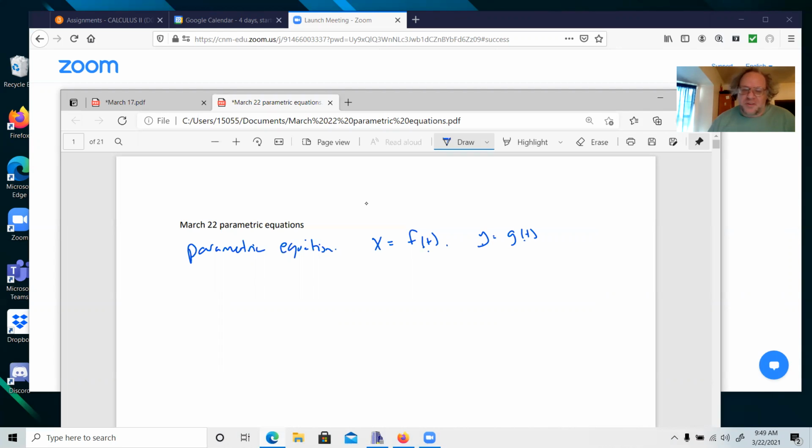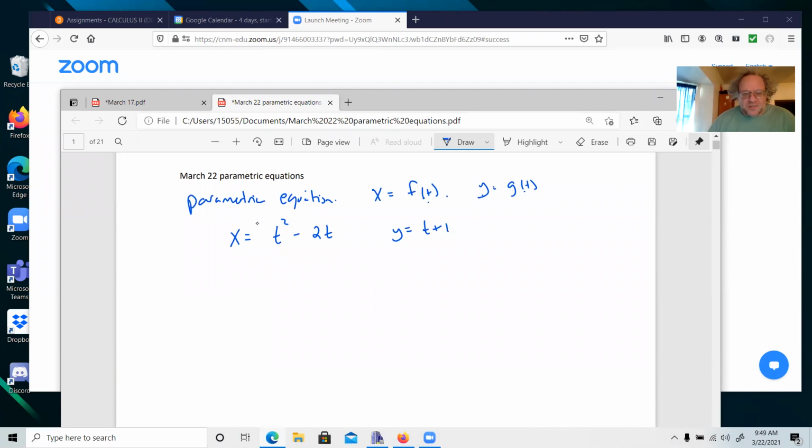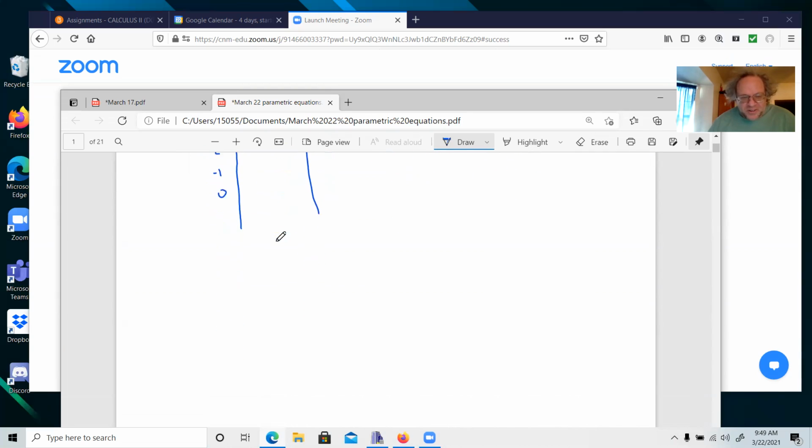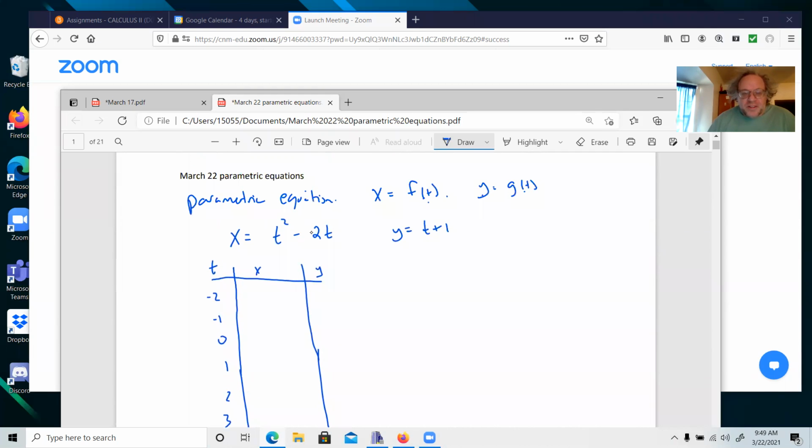So why don't we start off with an incredibly nice, easy example of this. So we'll say something like x is equal to t squared minus 2t, and y is equal to t plus 1. This is the example in your book, but it's nice just to get a start with it. We'll make a little t table. So here's our t, here's our x, here is our y. We've got t, and we just come up with some values for it, maybe more than we need, and we're just going to plug these values in.